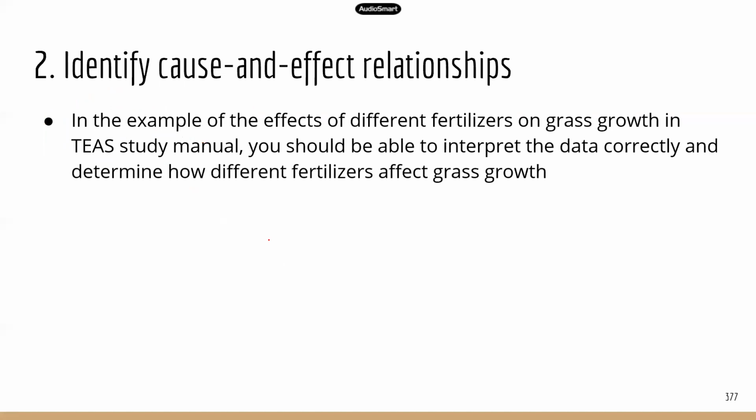In the TEAS study manual, they mention one example, which involves the use of different fertilizers to determine what kind of effects they have on grass growth, right? As you can imagine, different fertilizers will probably have different effects on grass growth. Some fertilizers may lead to faster growth in the grass, and some may not be very effective in promoting grass growth. So if such data are provided to you, you should be able to interpret the data correctly and determine how different fertilizers affect grass growth.